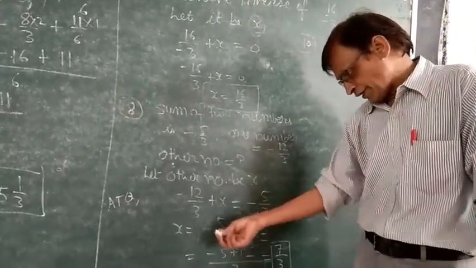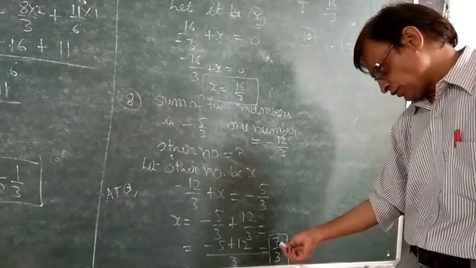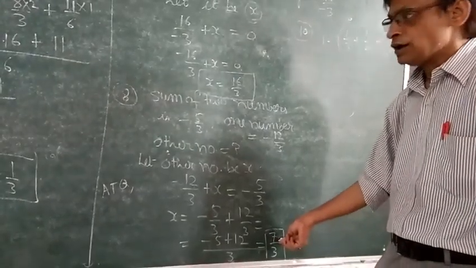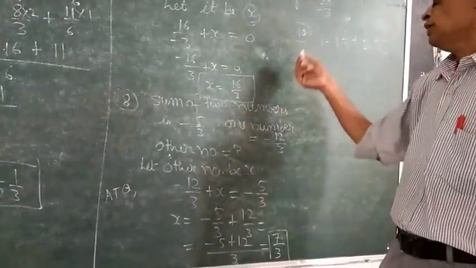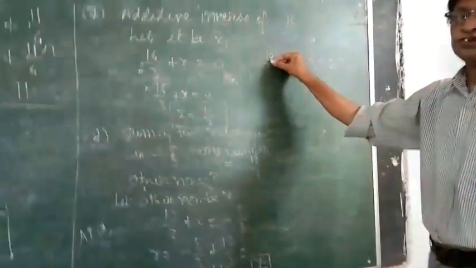Now we solve it for x. We will get x equal to 7/3. So this is the answer of the 8th question. In the 10th question, what is stated in the question?